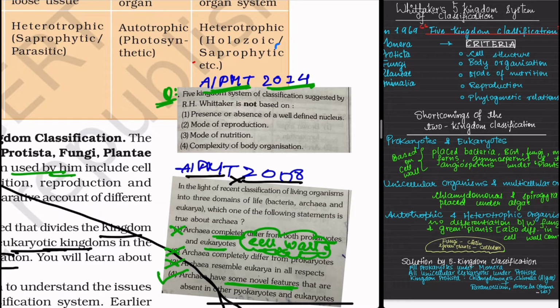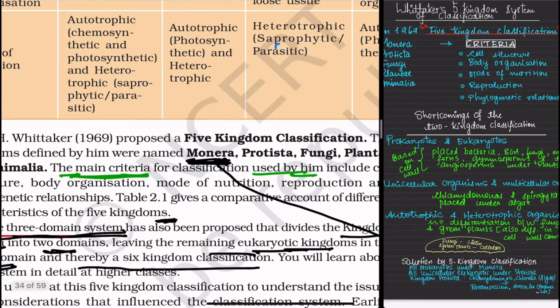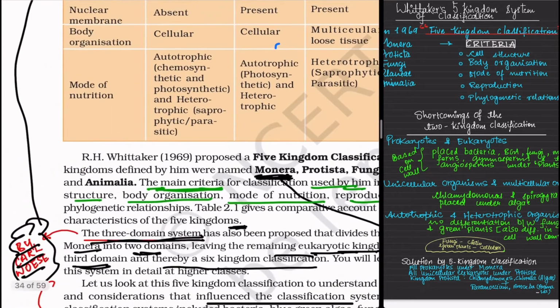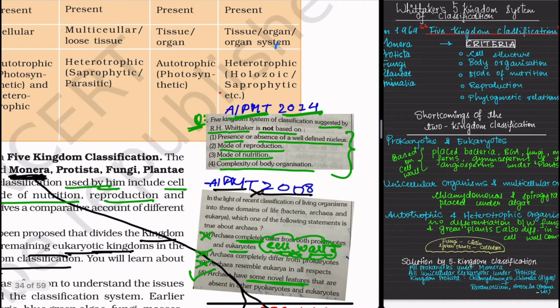First option is presence or absence of a well-defined nucleus. Second is mode of reproduction. Third is mode of nutrition, and fourth complexity of body organization. Now you would say all these options are in NCERT. The main criteria for classification used by him include cell structure, body organization, mode of nutrition, reproduction, and phylogenetic relationships. Most students take the nucleus option as the answer, but it is wrong, because presence or absence of a well-defined nucleus indicates its prokaryotic or eukaryotic origin.